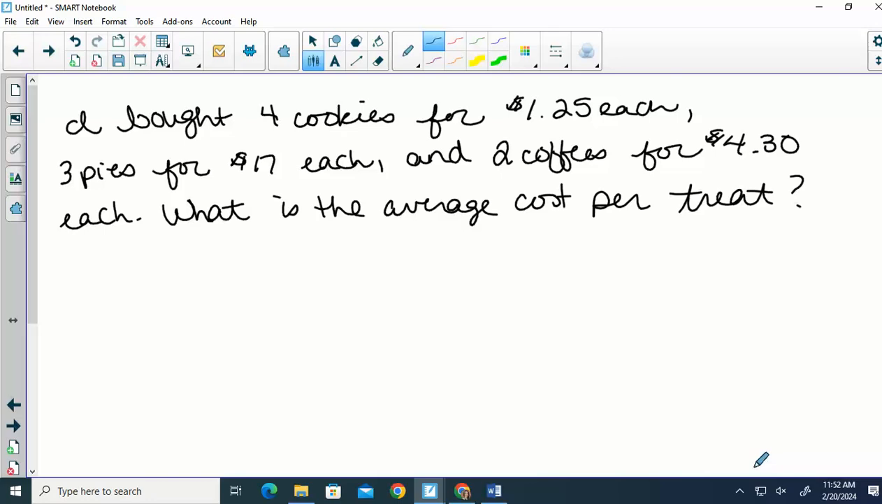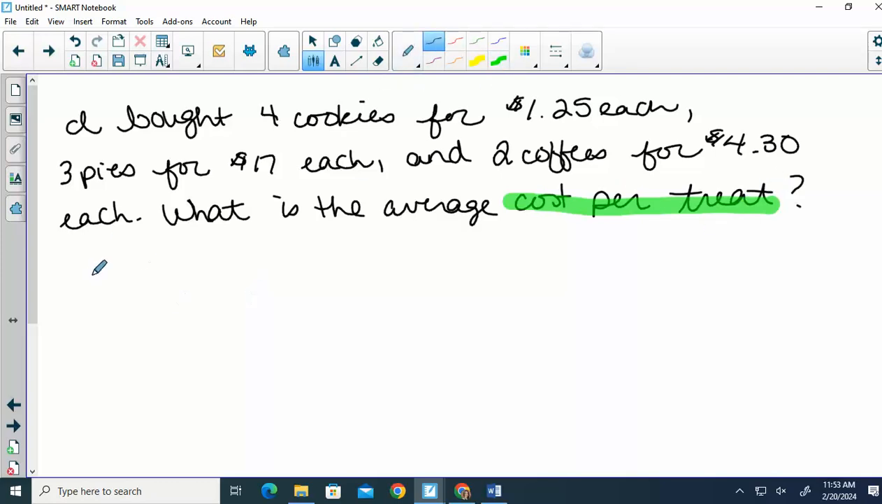So, I bought 4 cookies for $1.25 each, 3 pies for $17 each, and 2 coffees for $4.30 each. What is the average cost per treat? So if I ask it like this, that unit tells us a lot. The top of my fraction should be my total cost. Per is like our divided by. Then my denominator would be what? The number of treats I bought.